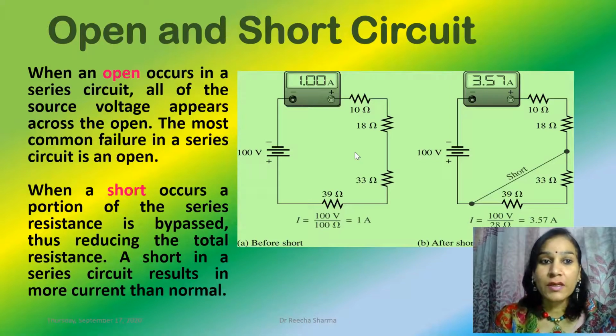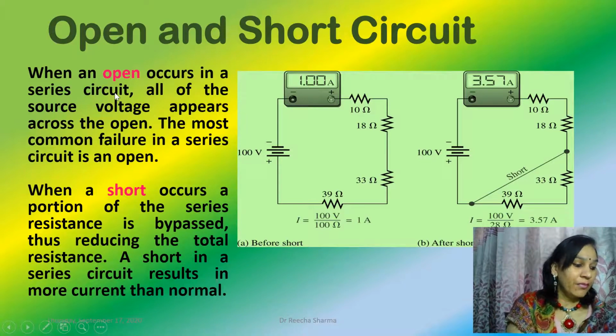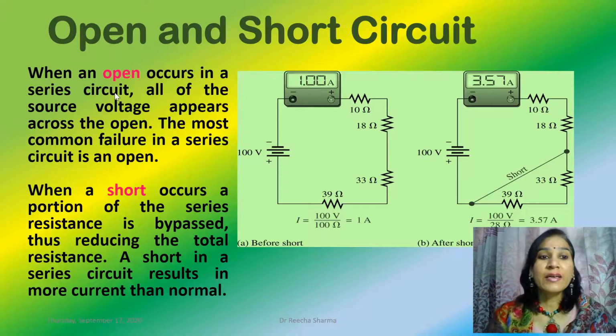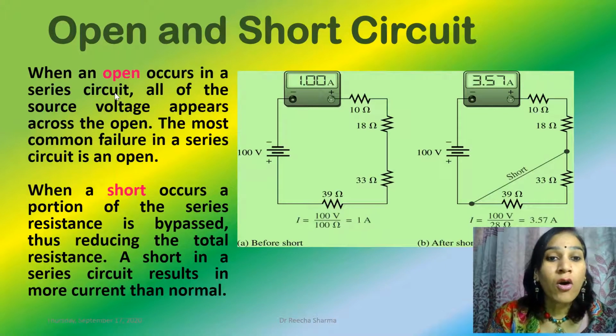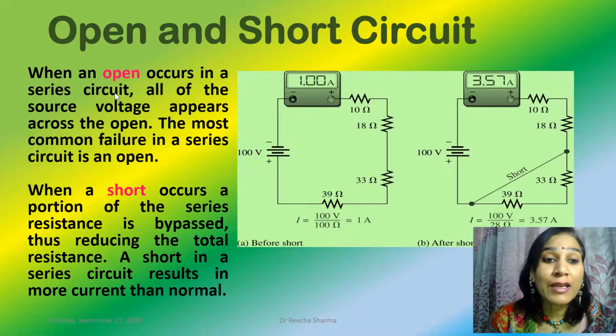Open and short circuit. When an open occurs in a series circuit, all the source voltage appears across the open. The most common failure in a series circuit is an open.